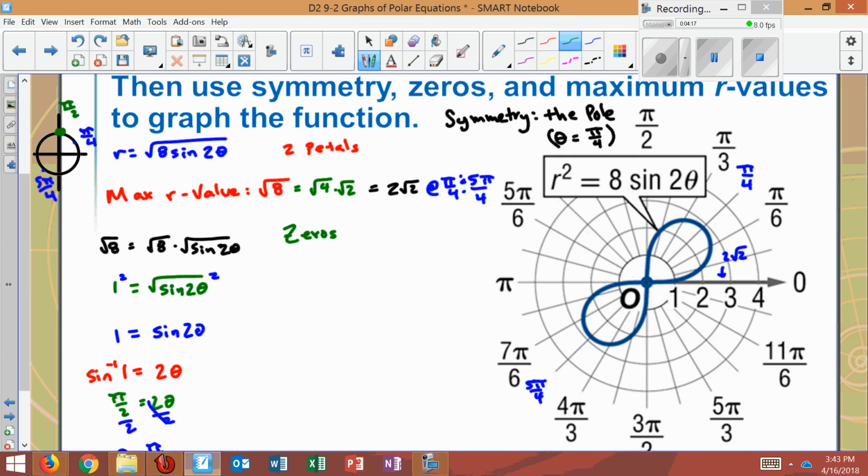And so finally, let's do zeros. To find the zeros, what do I do? I plug in 0 to this equation. So 0 equals square root 8 sine 2 theta. First thing I would do is square both sides. So now I have that 0 equals 8 sine 2 theta. Divide by 8. That goes away. And so now I have 0 equals sine of 2 theta.